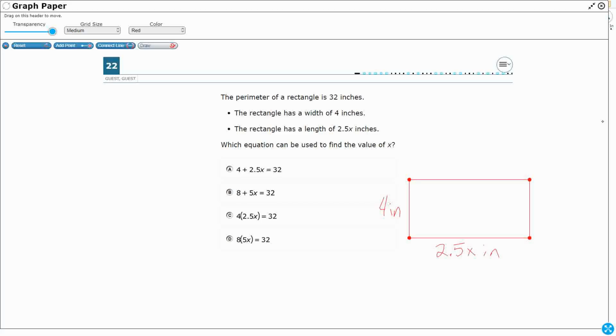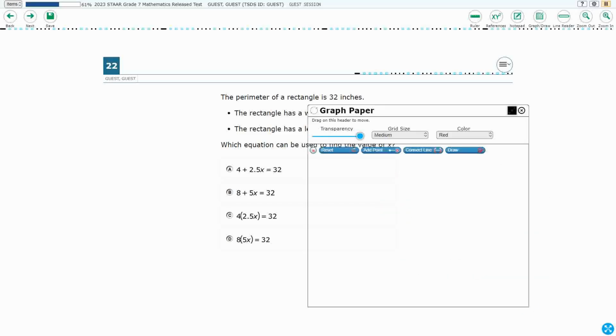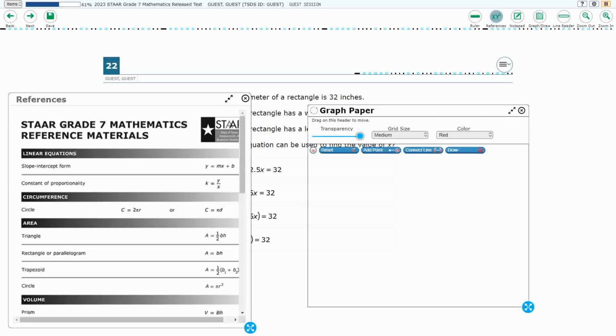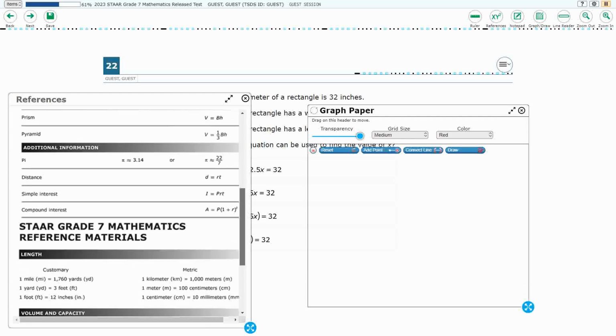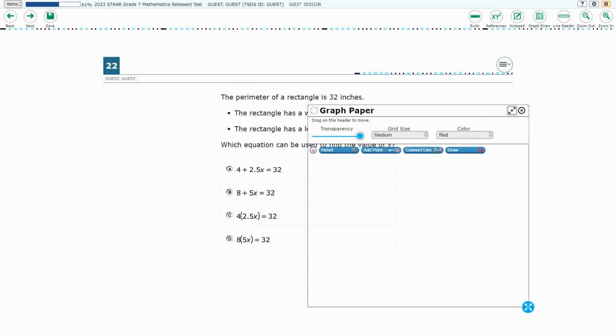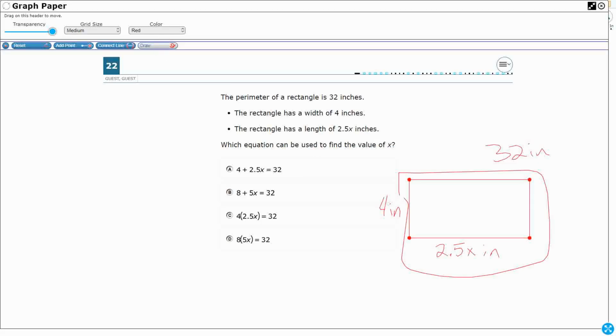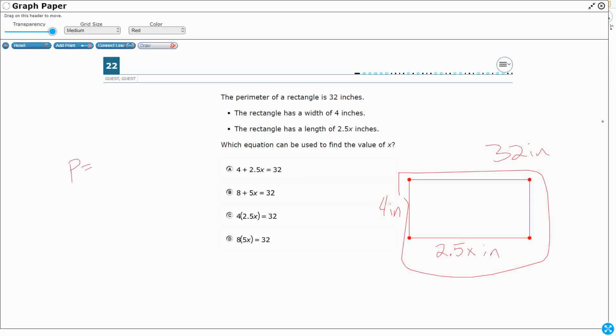Well, the perimeter, all the way around, is 32 inches. But what do we know about perimeter? It's not going to be on our reference material, which dropped the perimeter formulas a year or two ago. We're just looking at area formulas for that geometric concept. So we need to remember that perimeter equals double the length plus double the width. You double the width of 4 inches, double the length of 2.5x, add it all together, and you get your 32 inches.